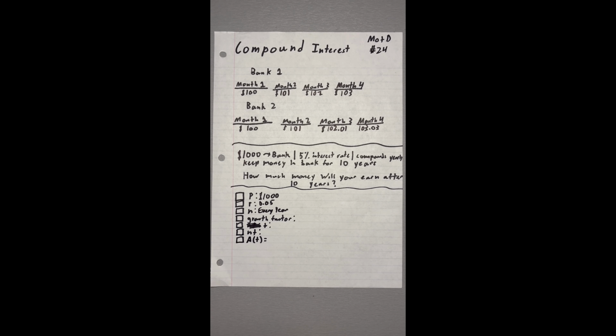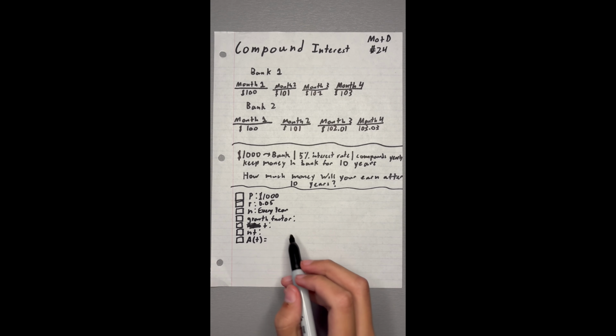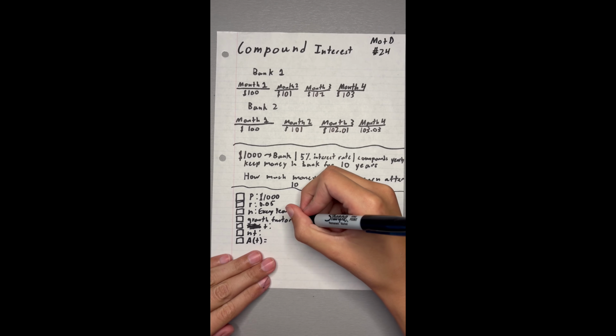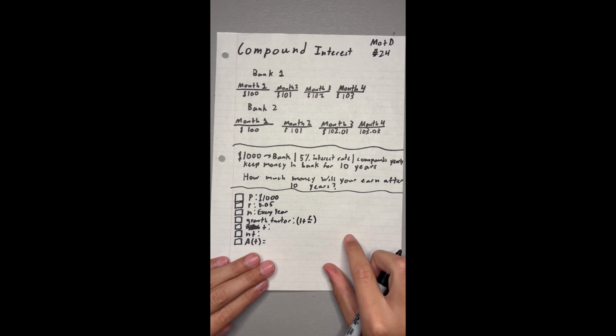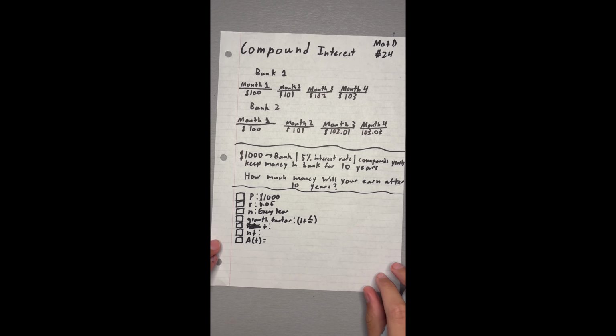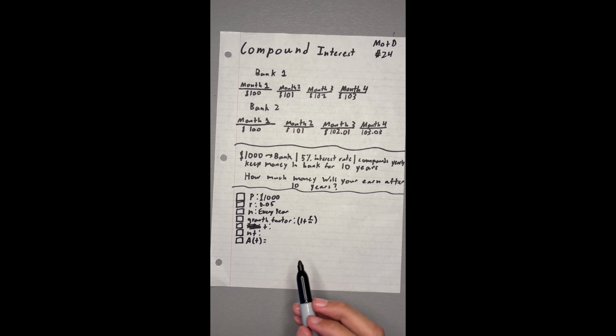Now we have to find the growth factor. We will write this as 1 plus the interest rate over how often your money compounds, or N. So your growth factor is going to be 1 plus R over N. This tells you how much your money is compounding each compounding period.